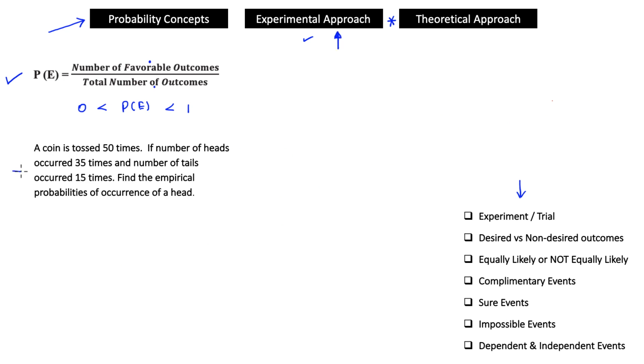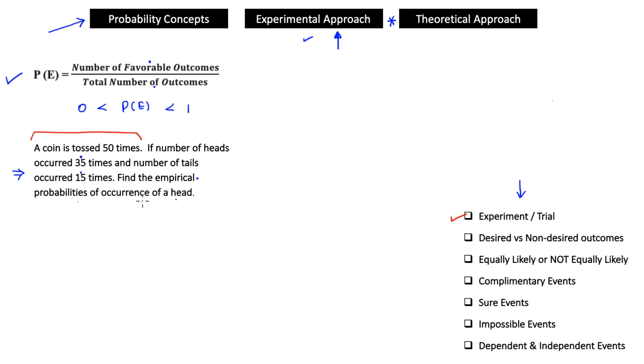My very first example is this, in which a coin is tossed 50 times. If the number of heads occurred 35 and the number of tails occurred 15 times, find the empirical probability of the occurrence of a head. Okay. So with reference to this learning objective, how do you define your experiment? I would say it is the tossing of a coin 50 times. That is precisely my experiment.